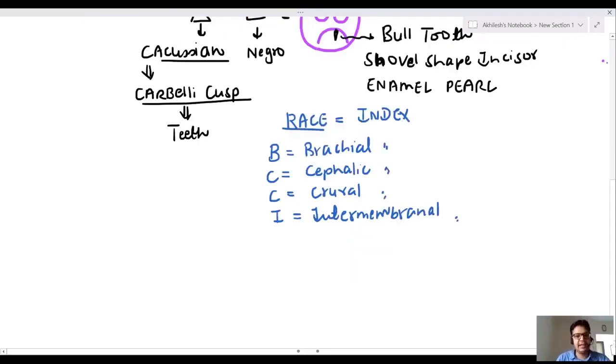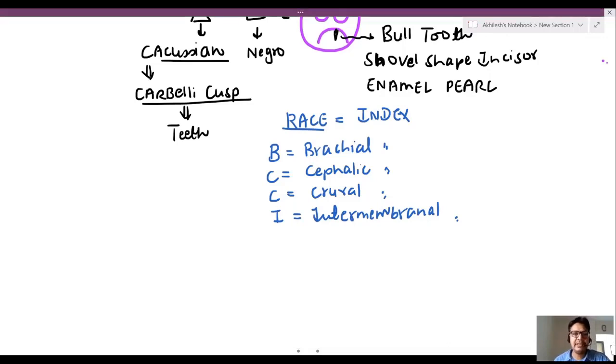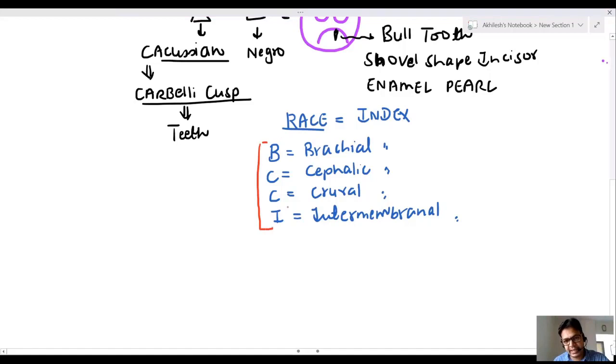Brachial index, cephalic index. That's a very simple trick. BCCI discriminate on the basis of race. So sometimes you can get a question: what are the indices which are used for race? These are brachial index, cephalic index, crural index, and intermembranal index.